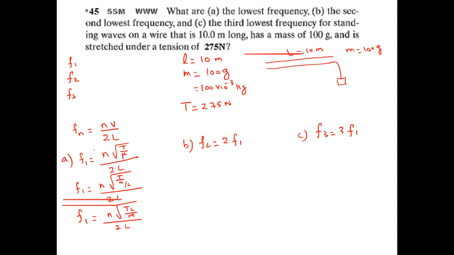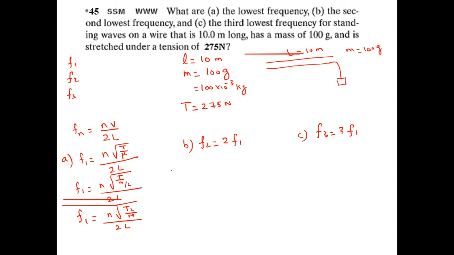So directly, once you find the value of F1, you can multiply by 2 and you will get the answer for the second question. If you want the third lowest frequency, you can directly multiply F1 by 3. You will get the answer. Or else, if you want to work it out step by step, no problem. Go ahead, but do it very carefully. Clear?